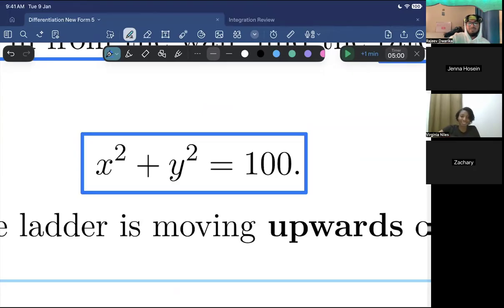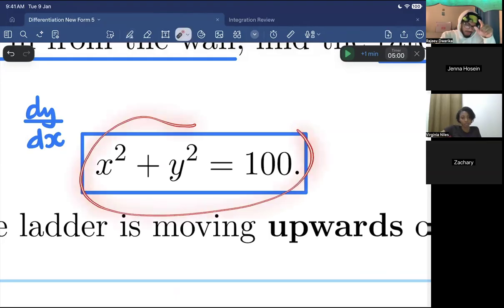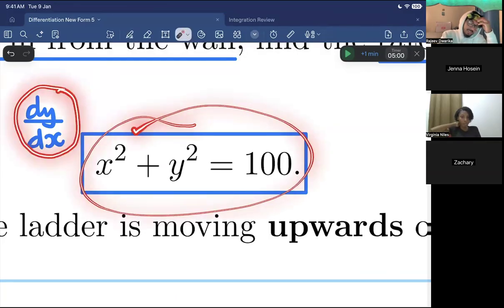So Zachary, if you had to differentiate that, forget about implicit differentiation. If I tell you to find dy dx, what would you do? If you didn't know implicit differentiation, what's the first thing you would do before you differentiate it with respect to x? So I would minus y on both sides.